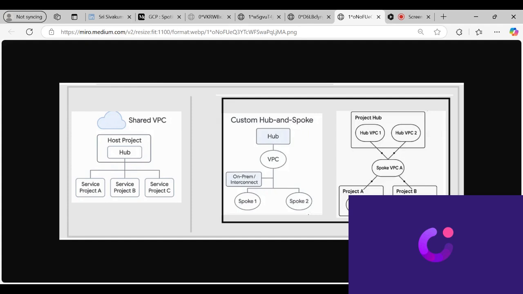So, when we start a project, we go with shared VPC architecture. It involves project structures, where you can see several projects associated with the core project. The core project is called hub, and the other projects which surround the core project are called service projects. The core project we call the host project.